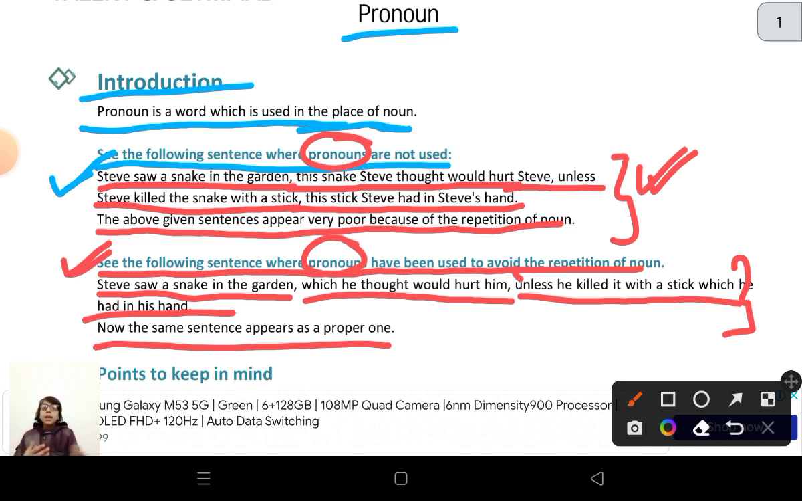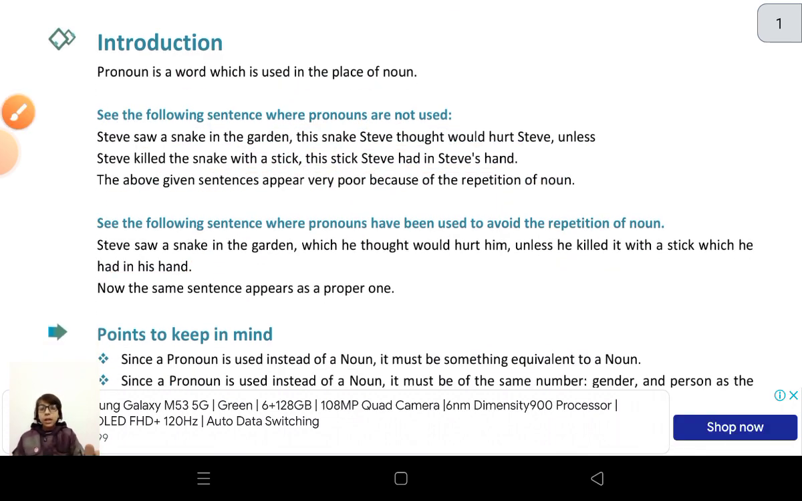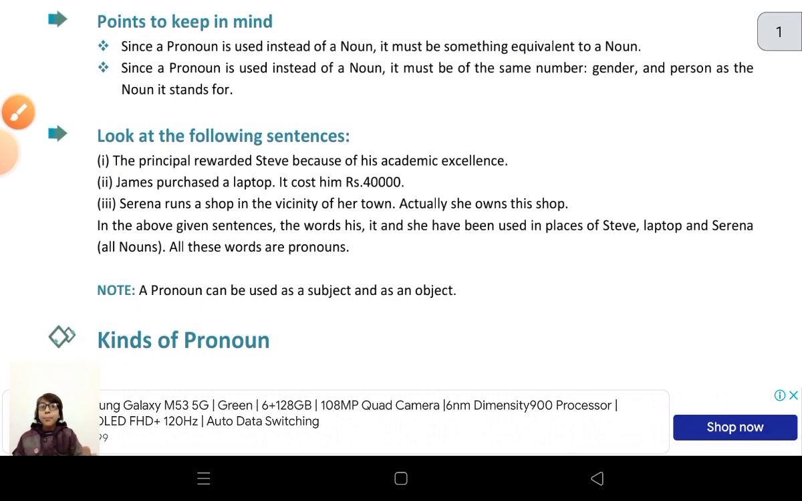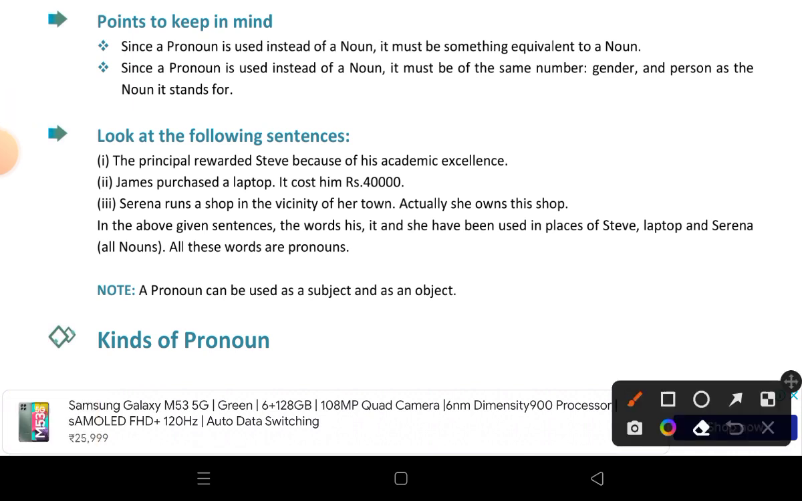And here, what is happening? The repetition of noun is avoided. The sense of meaning is correct. And it is completed in a short time. So that's all. So here are some points to keep in mind. Since a proper noun is used instead of a noun, it must be something equivalent to a noun.